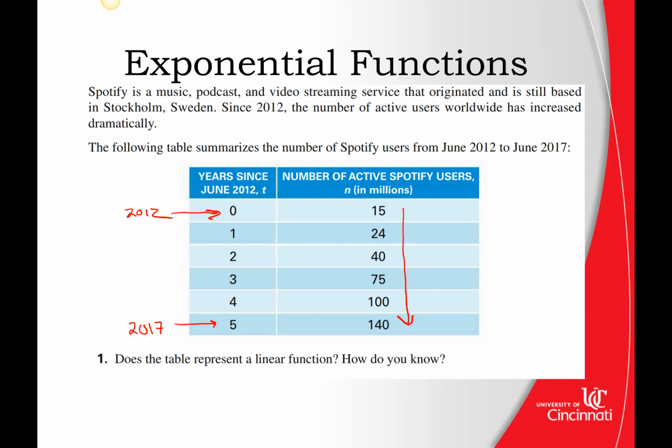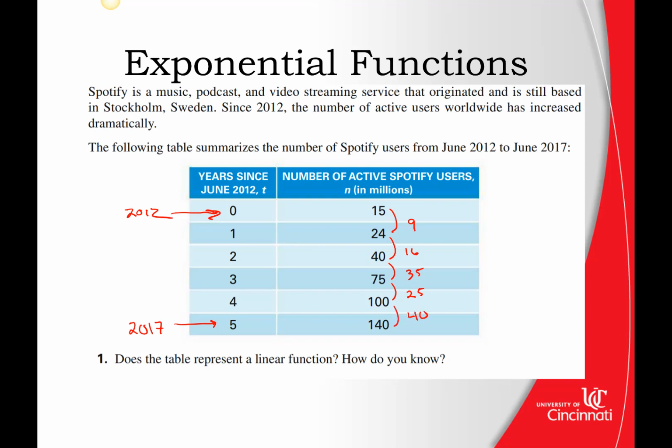Okay. If you want, one way to determine if it's going linear or not is to look at the change at each step. This is an increase of 9, 16, 35. This is growth of 25. This is a growth of 40.